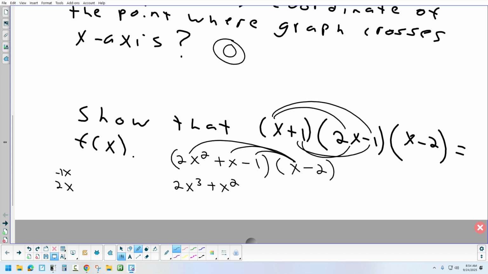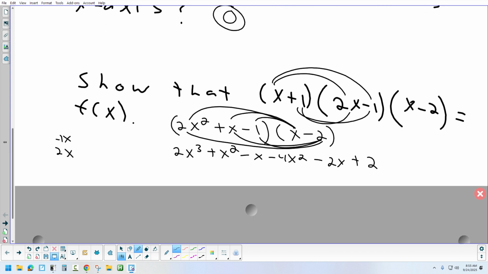And then we have to do x times negative 1. Ruben, what's that? Yep. Negative 1x. And now let's do the negative 2. Negative 2 times 2x squared gives me how much? Negative 4x squared. Yep, negative 4x squared. Negative 2 times x, negative 2x. And what about negative 2 times negative 1? 2.